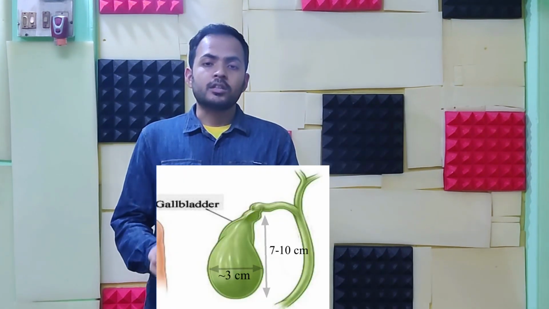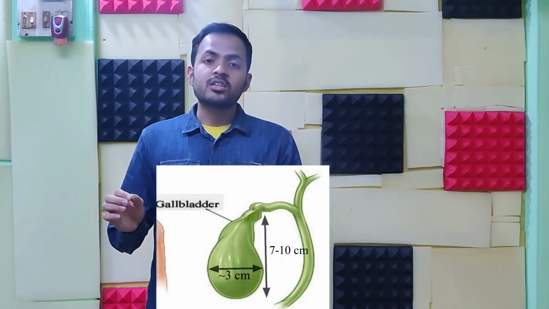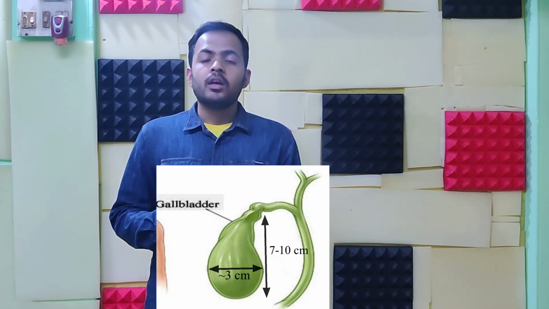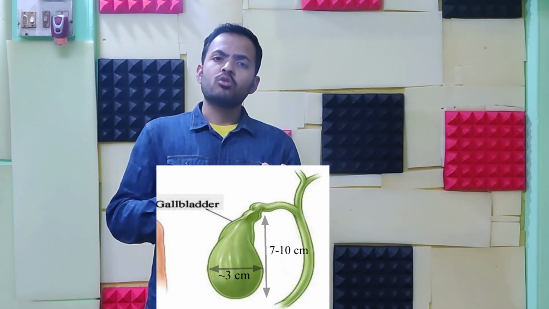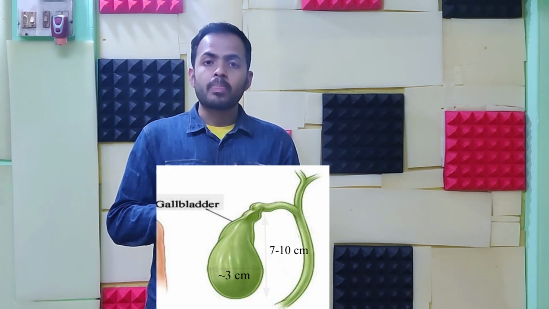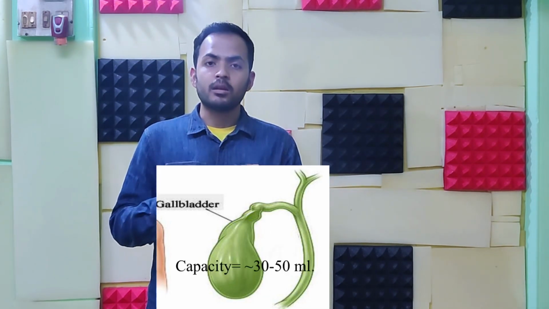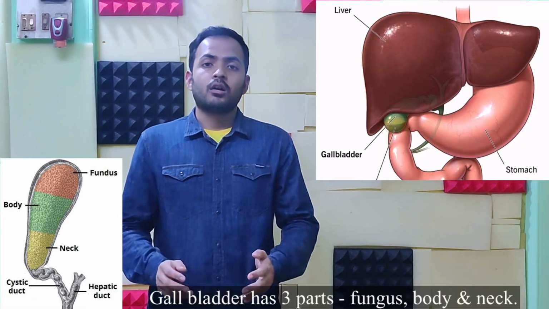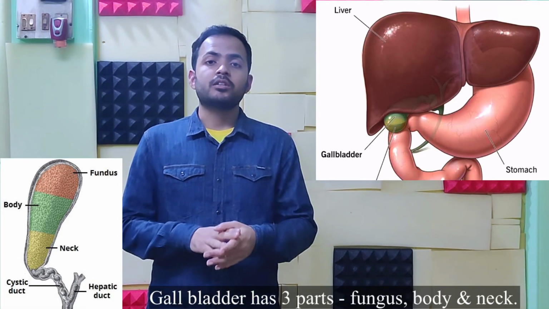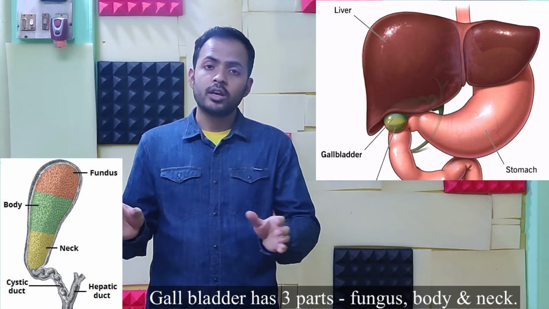That's it. In an adult, it is almost 7 to 10 centimeters in length, and the widest part is almost 3 centimeters broad, and the capacity is almost 30 to 50 ml. Now, this gallbladder has three parts. First of all, fundus, then body, and then neck.